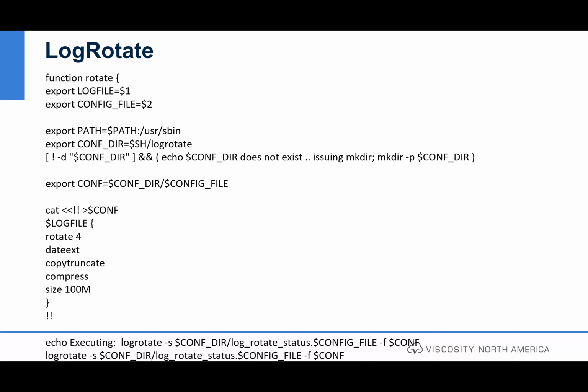Log rotate is another big one too. When your alert log gets too big, you want it to rotate. A lot of people think logrotate is for root access only, but you can use it as DBAs as well. In this example, it says to rotate the logs, keep 4 copies, add the date extensions, copytruncate, compress it, and only do it if it hits 100 megs.